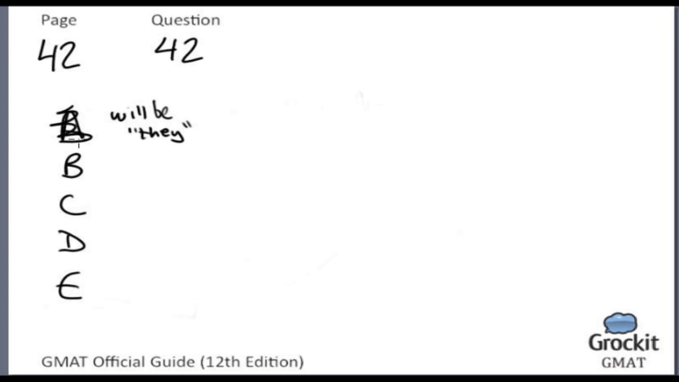Choice B, it does look like it simplifies things a little bit, but it actually makes things worse. We have "if they have objections." So is "they" the universities? Is "they" the students? Of course, context tells us that "they" is the students, but grammatically it's not clear, and so we don't want to have that ambiguous "they" in there if we can avoid it.